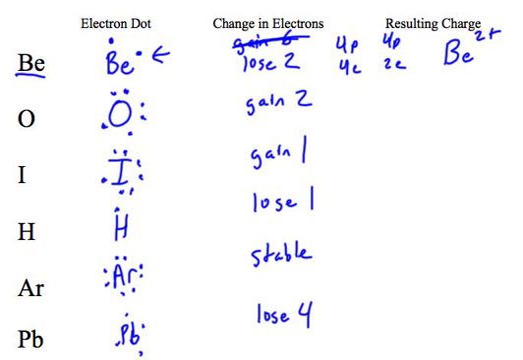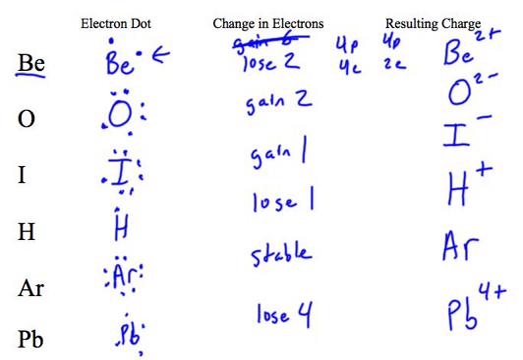Oxygen, on the other hand, is gaining electrons. So if it was neutral before, it just picked up these two particles which are negative. Oxygen is now going to be -2. Iodine gained 1 electron, so that means it's going to be negative, but only -1. Now you could write 1 minus if you want. Usually just the minus is sufficient to tell us that it's -1. Hydrogen lost 1 electron, so it's going to be +1. Argon's stable, so it's not going to have any charge. It's just going to be argon. And lead lost 4, so lead is going to be +4.